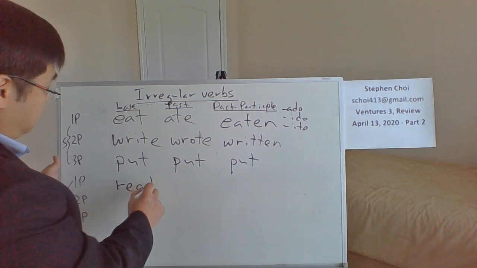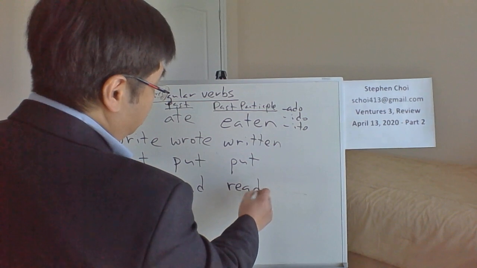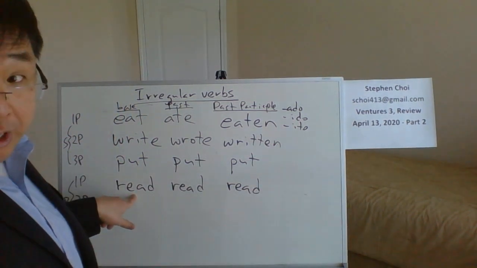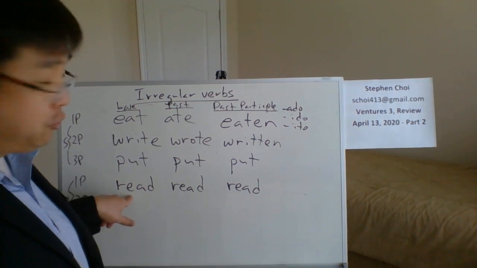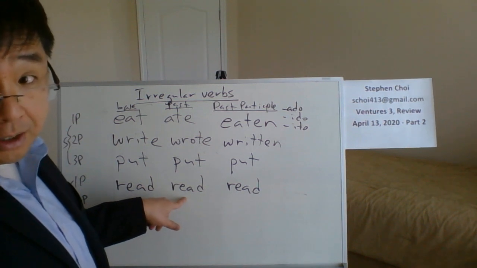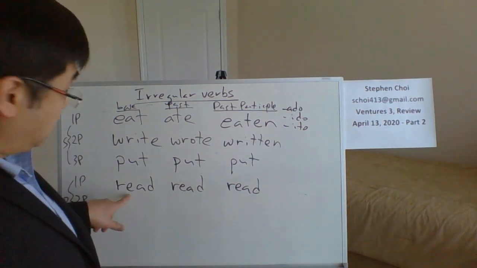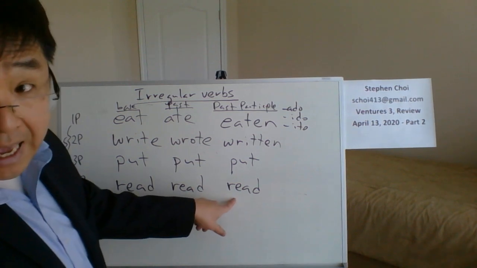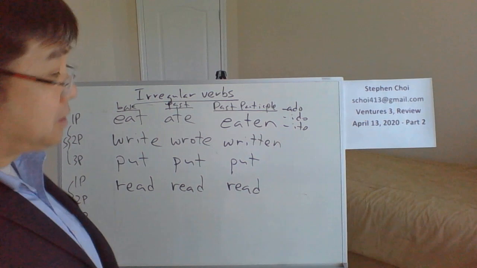How about this one? This is irregular, not just in form, but also in pronunciation. So the base form is read, right? I read a book every day. I read. And then the past form is read, like the color. Same pronunciation. Read, read, read. I read every day. I read yesterday. I have read it many times. Read, read, read.